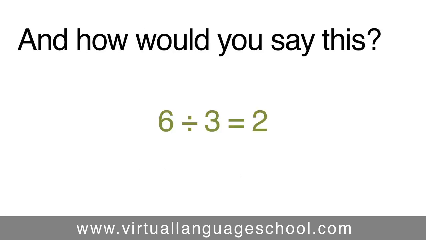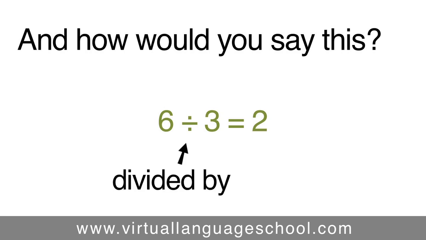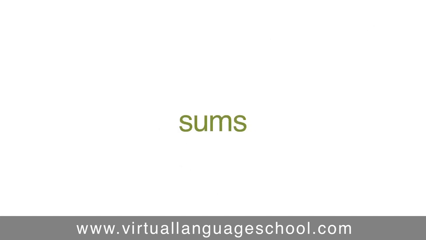And how would you say this? 6 divided by 3 equals 2. As with multiplied, the preposition that follows divided is by. Mathematical calculations such as these are sometimes called sums. Children work on simple sums like these at school as well as learning their times tables. 3 times 3 equals 9, 4 times 3 equals 12, etc.